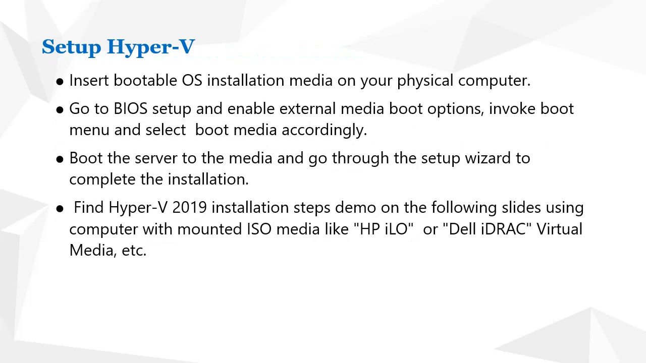How to set up Hyper-V? Insert bootable or mount OS installation media on your physical computer. Go to BIOS Setup and enable external media boot options, invoke boot menu and select boot media accordingly. Boot the server to the media and go through the setup wizard to complete the installation. Find Hyper-V 2019 installation steps demo on the following slides using computer with mounted ISO media like HP ILO or Dell IDRAC virtual media, etc.